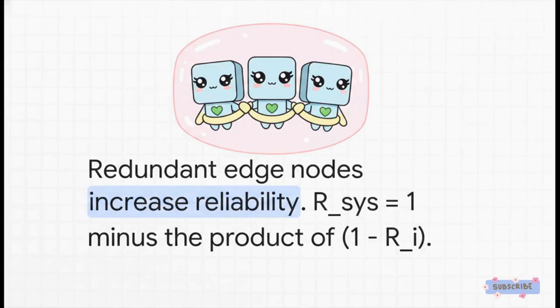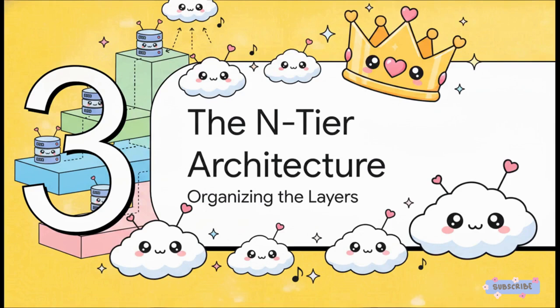And speaking of RAS, here is the math examiners just love to see. We can actually model system reliability mathematically using the parallel failure probability formula. It basically says the overall reliability of n redundant fog nodes equals 1 minus the product of, well, 1 minus the reliability of each individual node. It's really fascinating how this straightforward probability formula mathematically proves exactly why distributing workloads across redundant edge nodes creates such a bulletproof, resilient system. All right, Section 3.